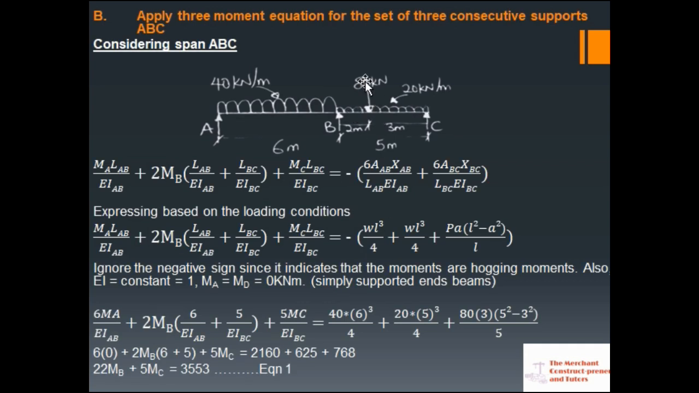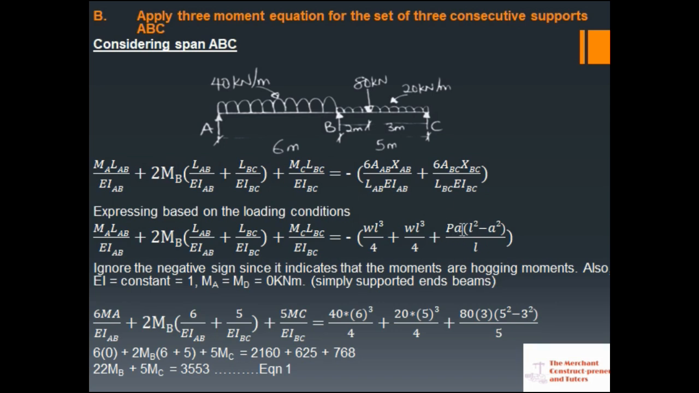We have a combination of 2 here. This is for the uniform distributed load, it is still WL cubed over 4. Then for the point load that is not centralized, I'm having PA (L squared minus A squared) over L. Now I'm just calling it A because I don't want to interchange certain things. I just want to call it PA.